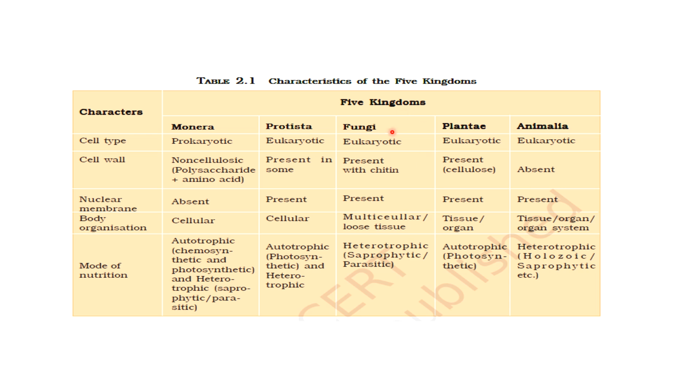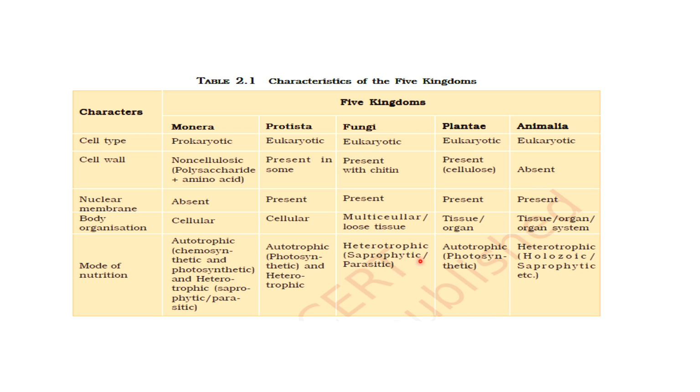The third kingdom is Fungi. Again, the organisms are eukaryotic, and the body organization, if you see, they are multicellular in nature. The cell wall contains chitin. Nuclear membrane is present because it is a eukaryote. And mode of nutrition, if you see, it is heterotrophic, that is saprophytic in nature.